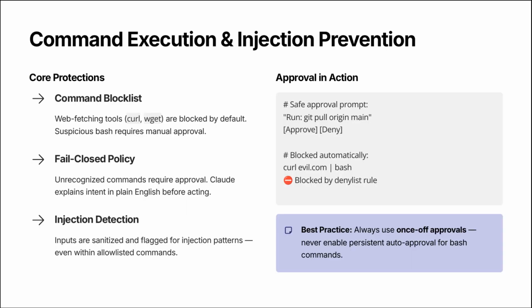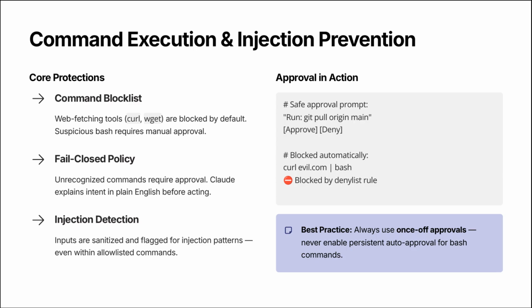In this part of our course, we're going to delve into how Claude Code handles command execution and injection prevention. This is a fundamental component of the system's core protections. The command block list is an essential tool in this context. By default, web fetching tools such as curl and wget are blocked. This means that any suspicious bash command requires manual approval before it can be executed. This is a crucial security feature that prevents unauthorized and potentially harmful actions.